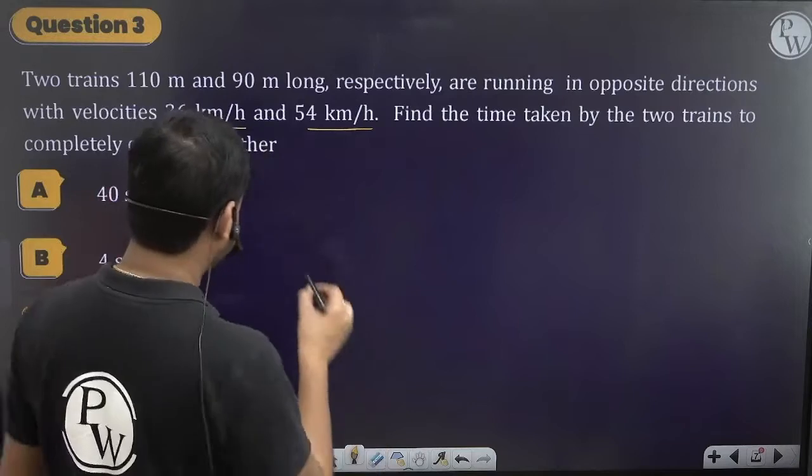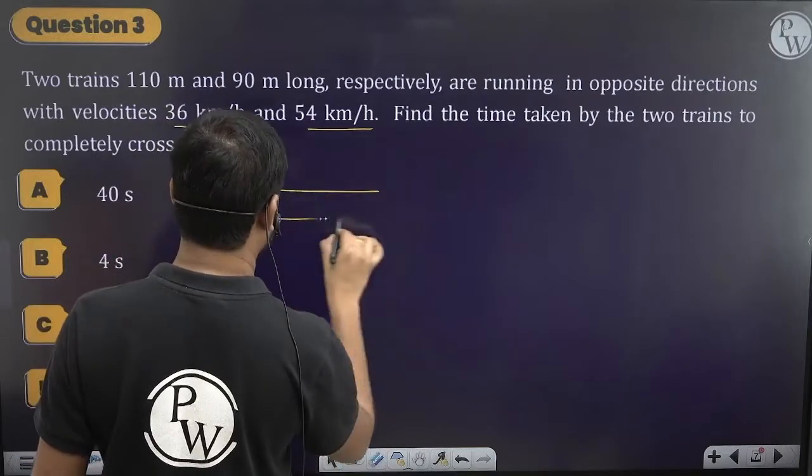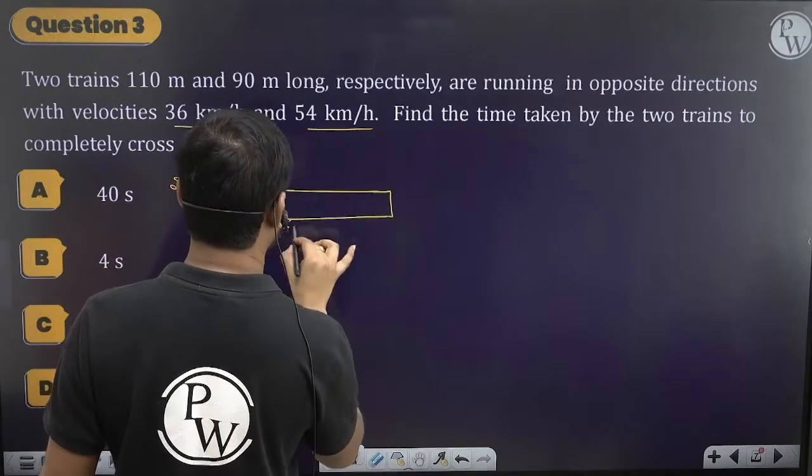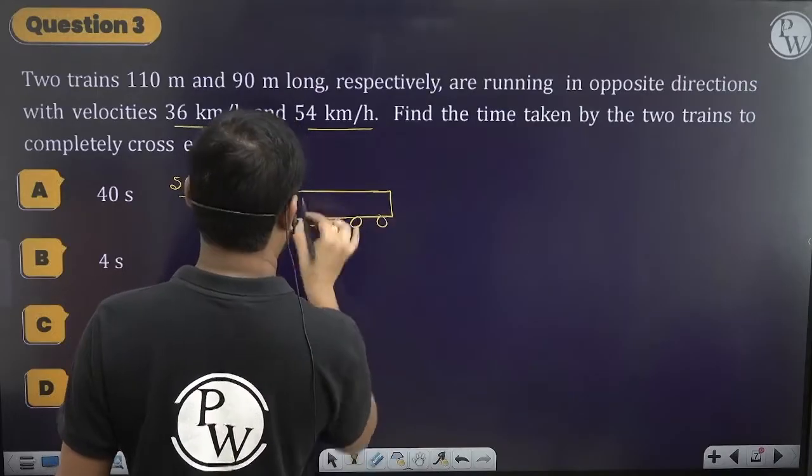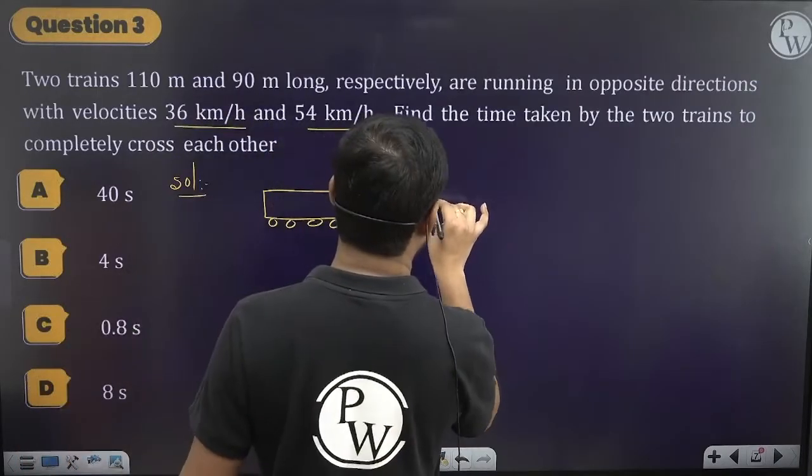Okay, fine. See here. So this is the first train. Consider this is the first train. Then there is one more train.